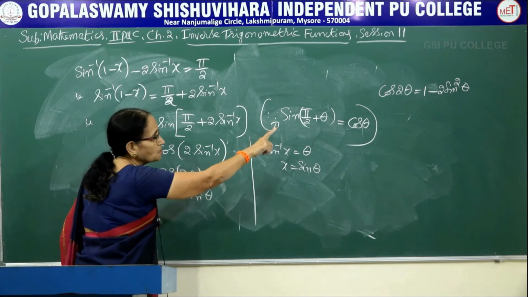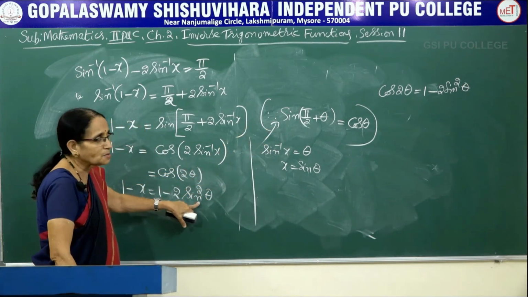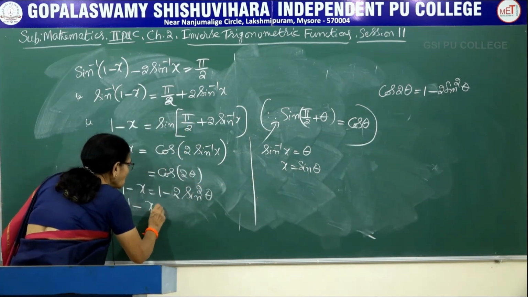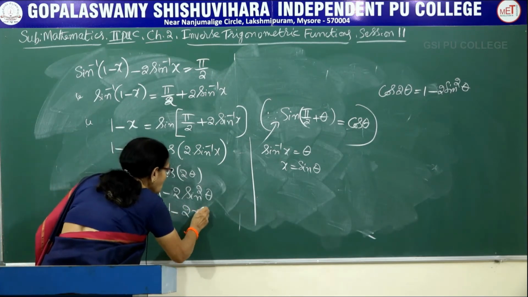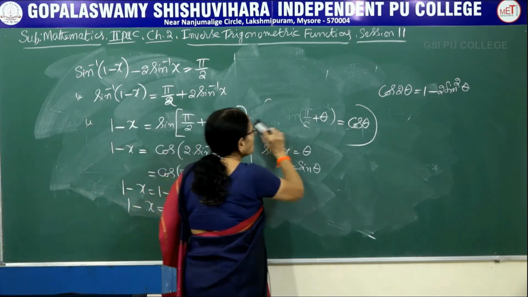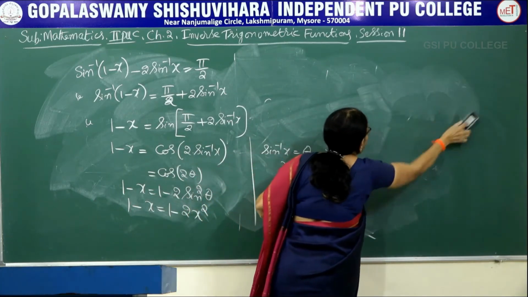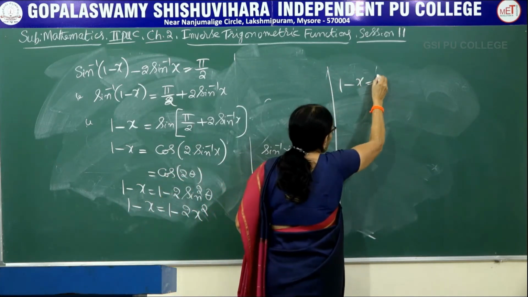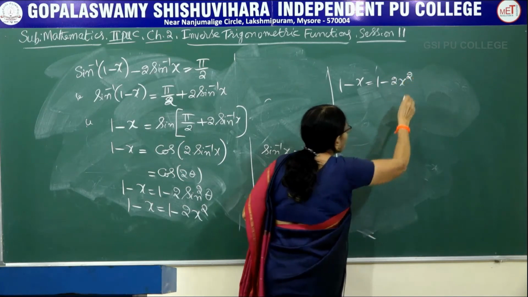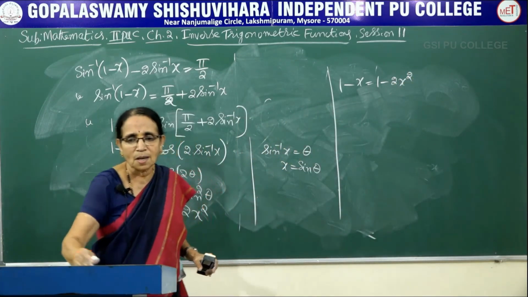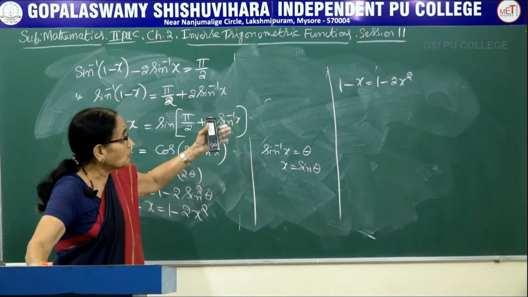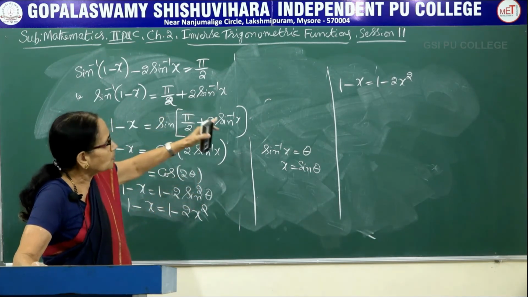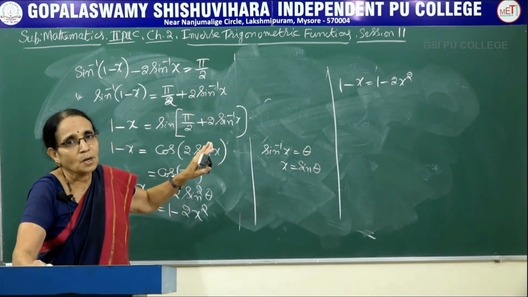So here you quote this result, cos of 2 theta is equal to 1 minus 2 sin square theta. But what is sin theta? It is x. Therefore, I can write 1 minus x equal to 1 minus 2x square. So ultimately this is what I wanted. I wanted an equation in the unknown quantity. Therefore, the equation is 1 minus x equal to 1 minus 2x square. You just see that here we have eliminated the inverse trigonometric function, and also we have got a quadratic equation in the unknown quantity x here.